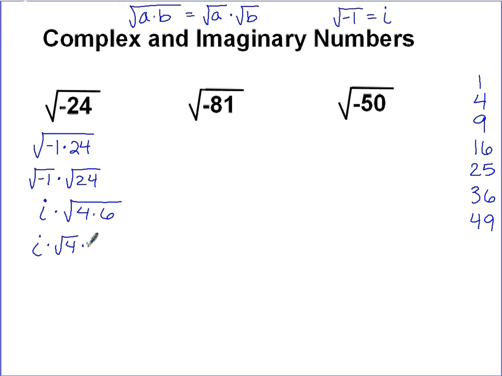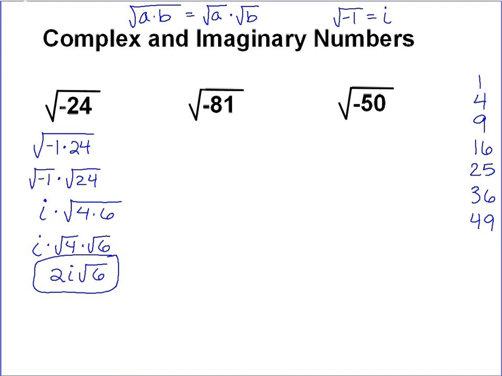Square root of 4 times the square root of 6, and the reason I do that is because I can now take the square root of 4. I know the square root of 4, it's 2. So this is i times 2. We like to write that as 2i root 6. Okay, and that would be the square root of -24 completely simplified in simplest radical form.